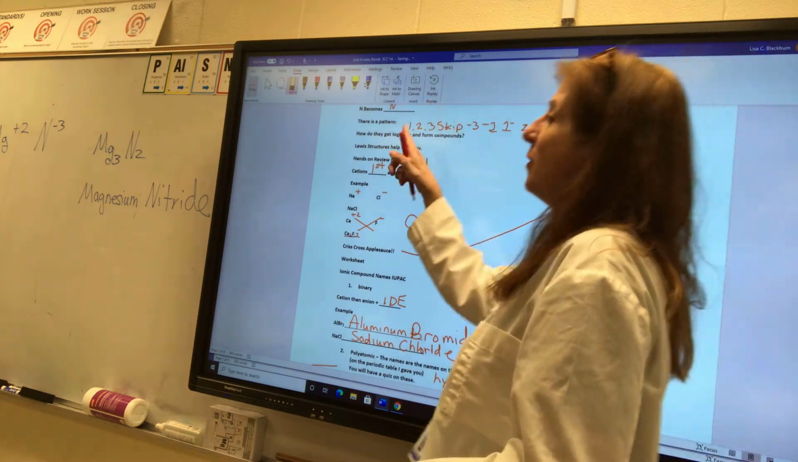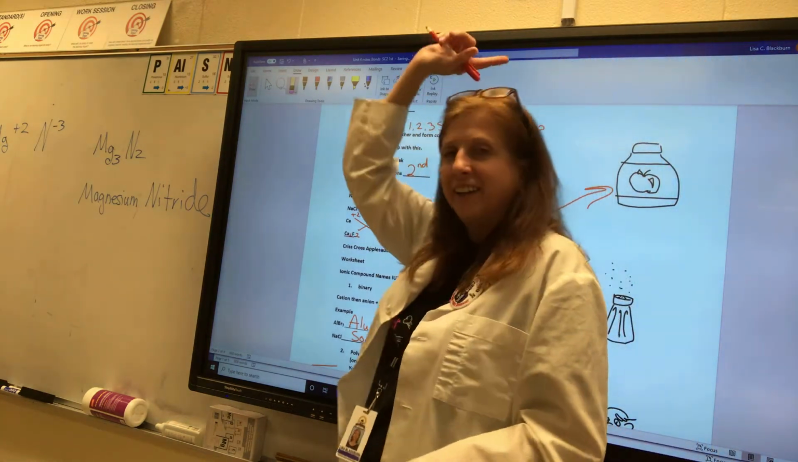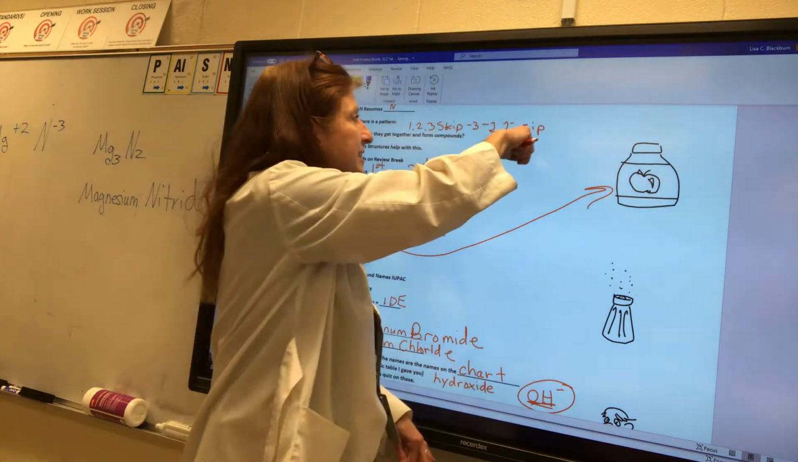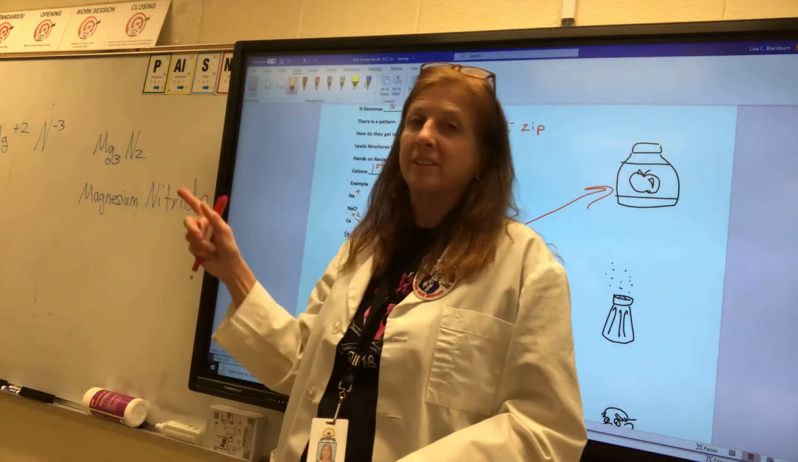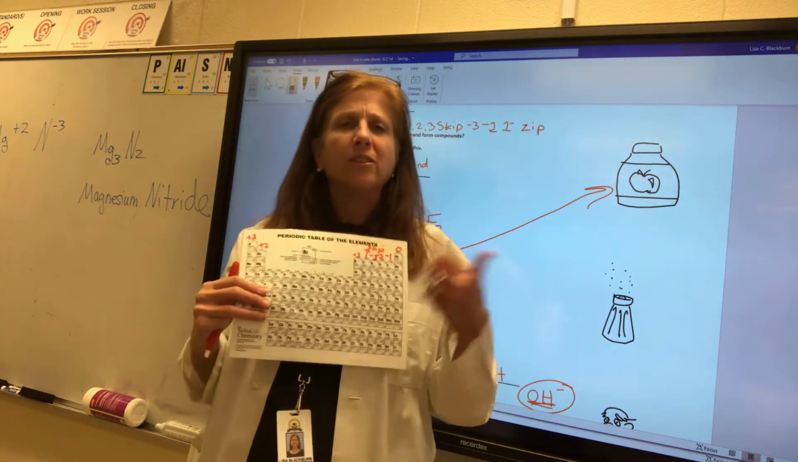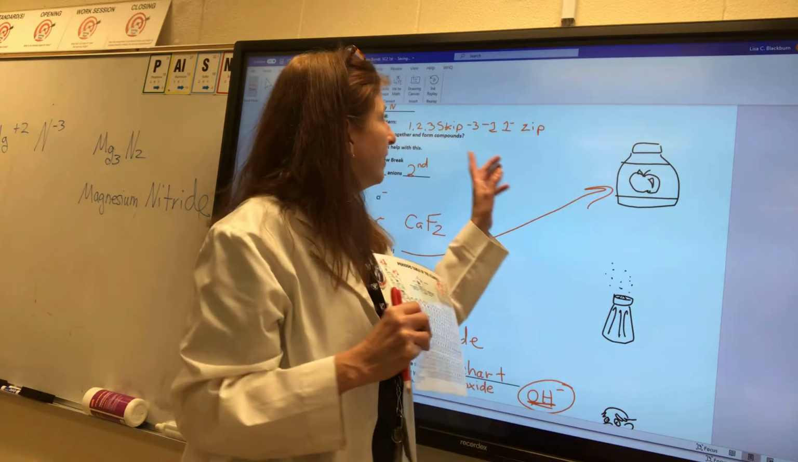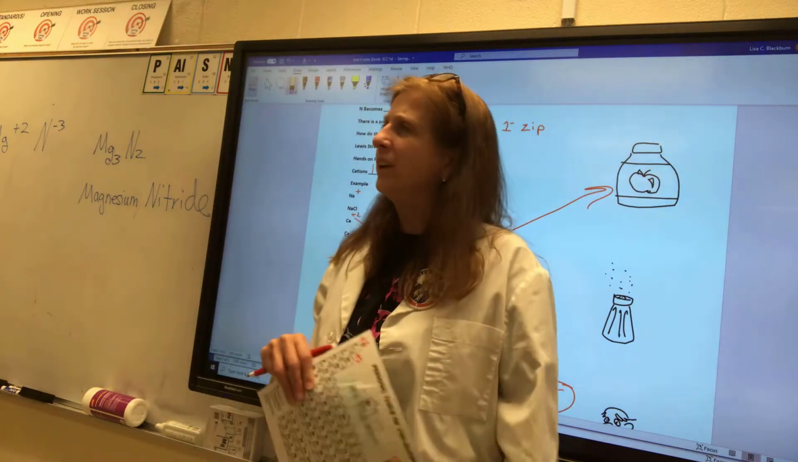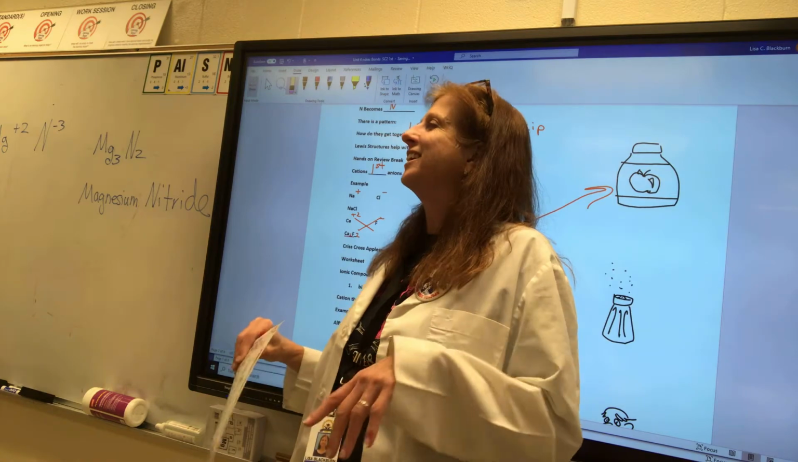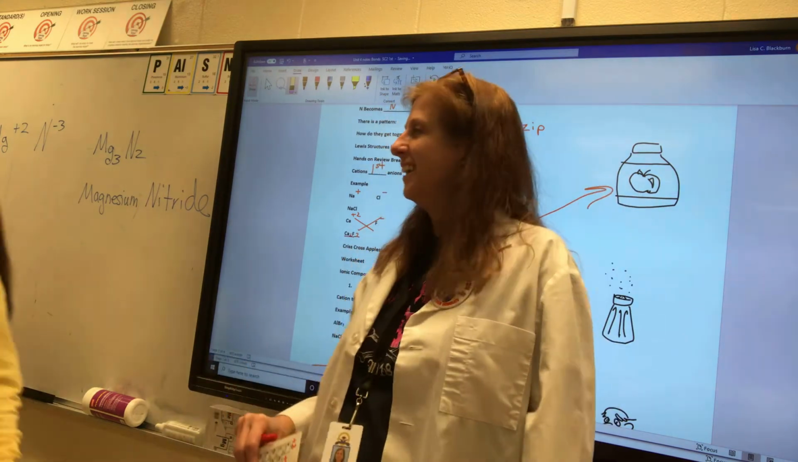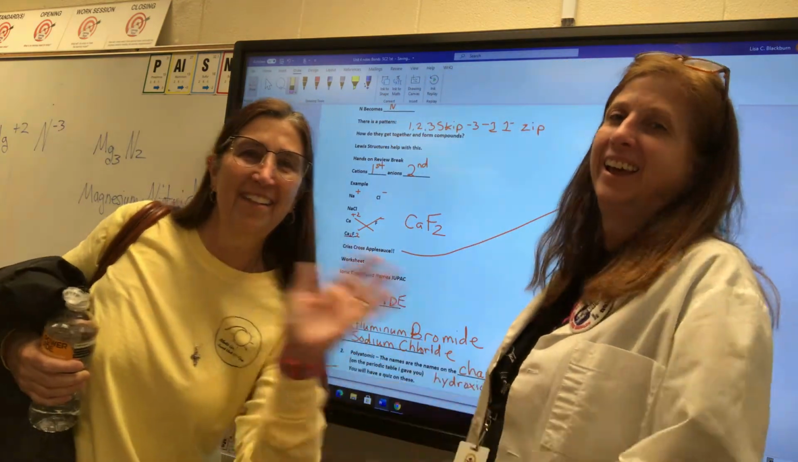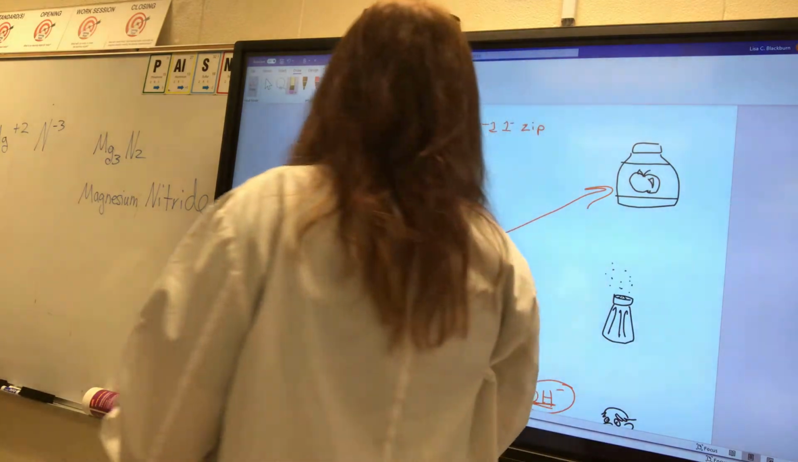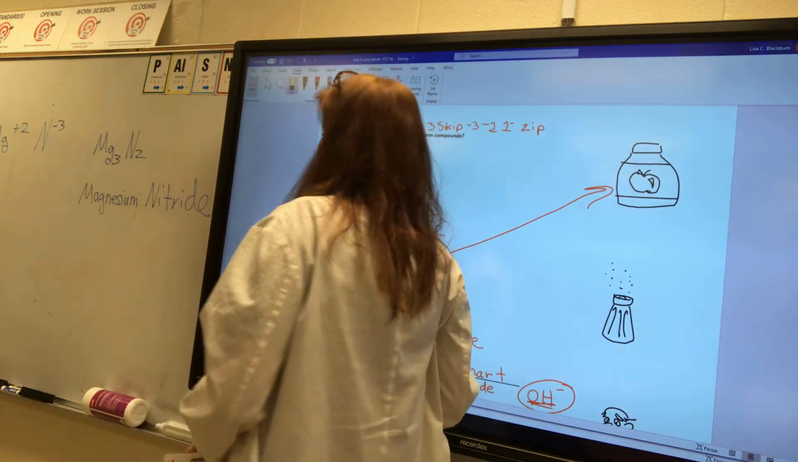There's a pattern. 1, 2, 3, skip, -3, -2, -1, zip. One day I forgot, and I think Miss Olivier was here, and I was going 1, 2, 3, skip, -3, -2, -1, dip. What is it? And all the kids went, no, it's zip. It's zip. I could say hello. There's Miss Olivier. I guess it's across the hall.